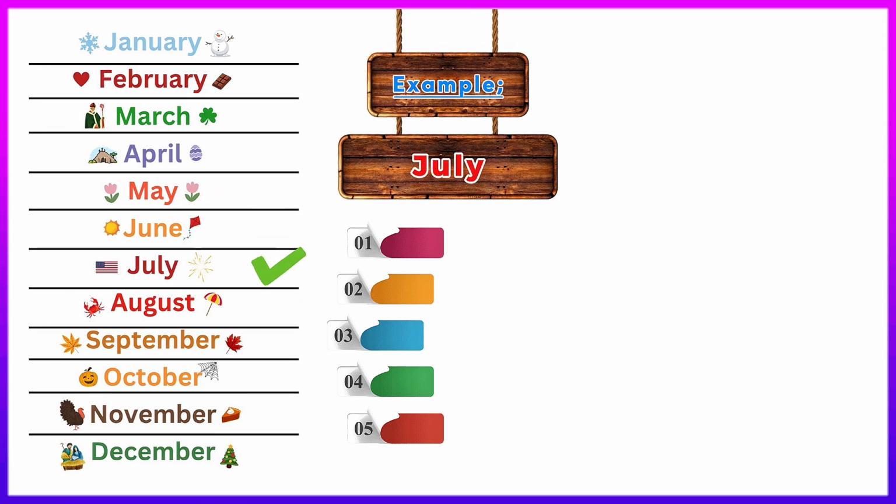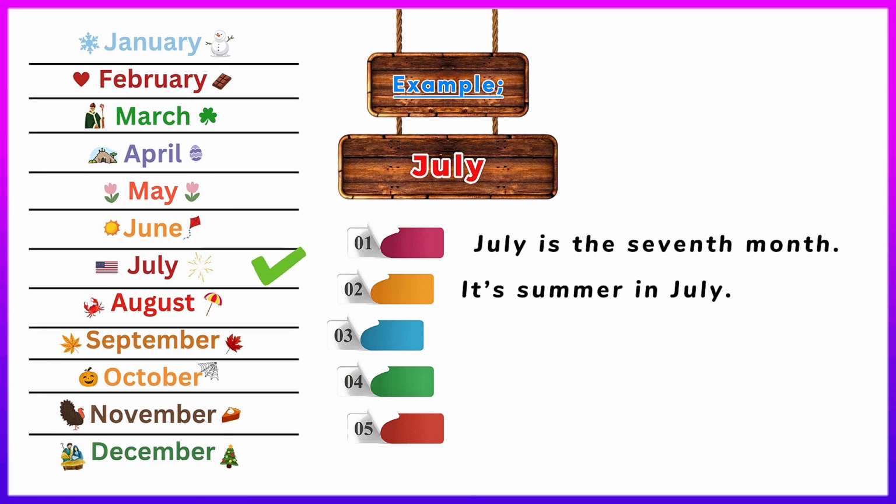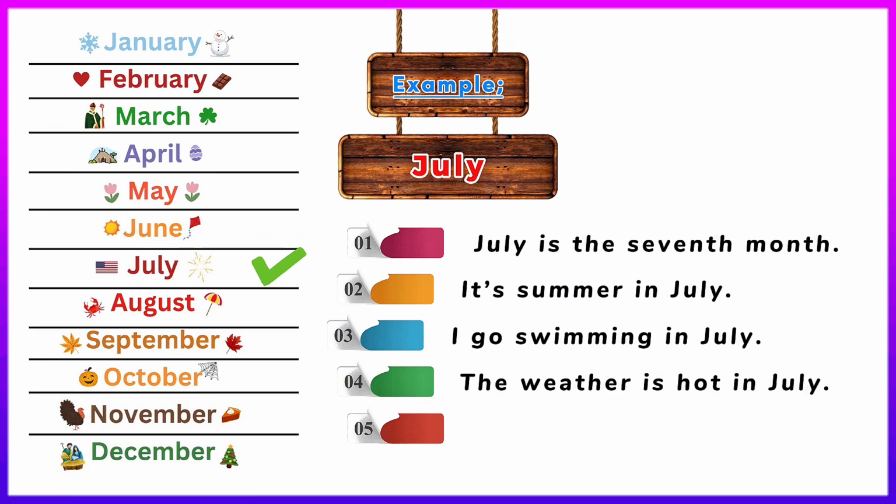July. Example: July. July is the seventh month. It's summer in July. I go swimming in July. The weather is hot in July. We play in the sun in July.